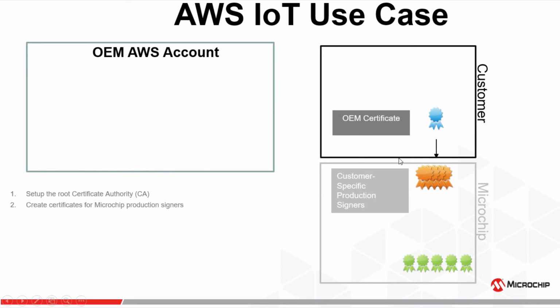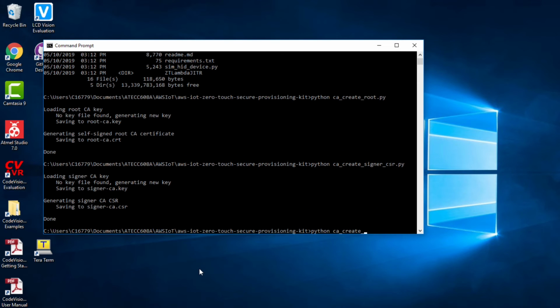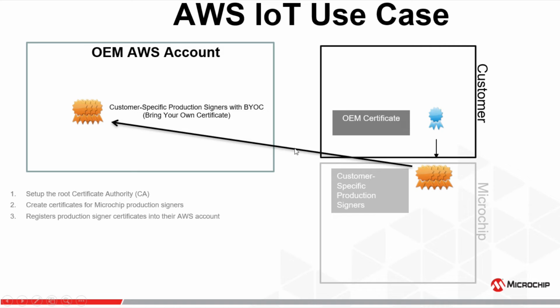We are ready now to set up the signer certificates. Before we start to create the certificate itself, we will want to call a Python script for a CSR. So this command is ca_create_signer_csr.py. Then only we create the signer itself, which is create_signer.py. Execute.